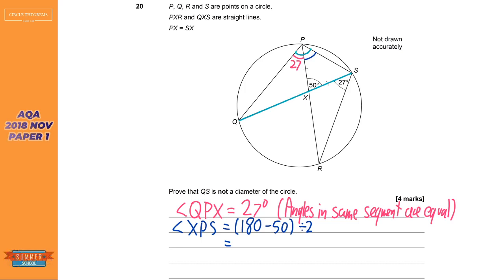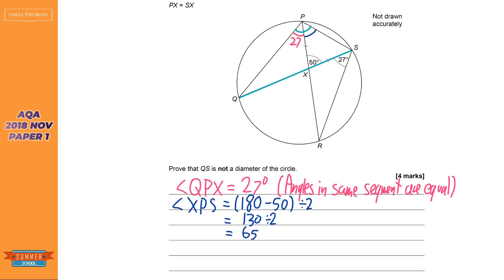Now this is going to be non-calculator, so it's paper one, so it's 180 take away 50, which would be 130, and then that's going to be 65. So XPS is 65, and so we know that's 65, and the last step is we've got to work out what angle QPS is, because we're hoping that's not 90, otherwise we made a mistake. So it's just the 27 plus the 65, and that is 92 degrees.